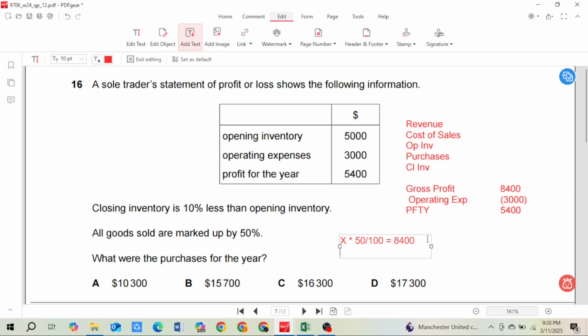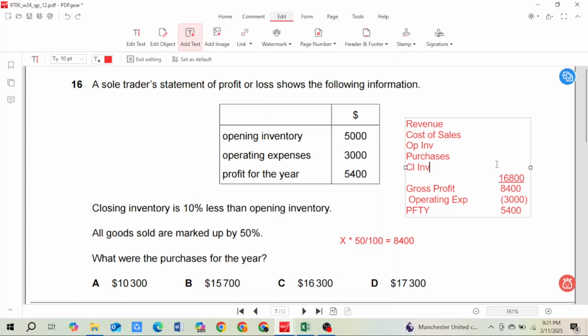So if I do cross multiplication and find out the value of X, so X equals 8400 into 100 divided by 50. So that is 16,800. Okay, so my cost of sales out here is coming to 16,800.